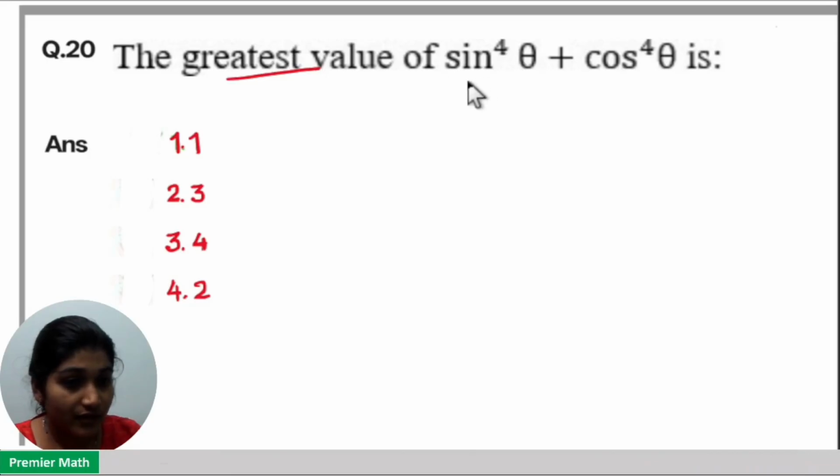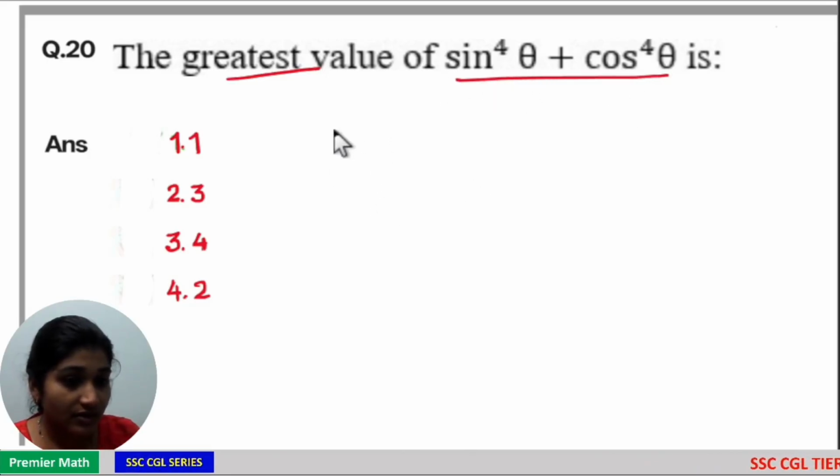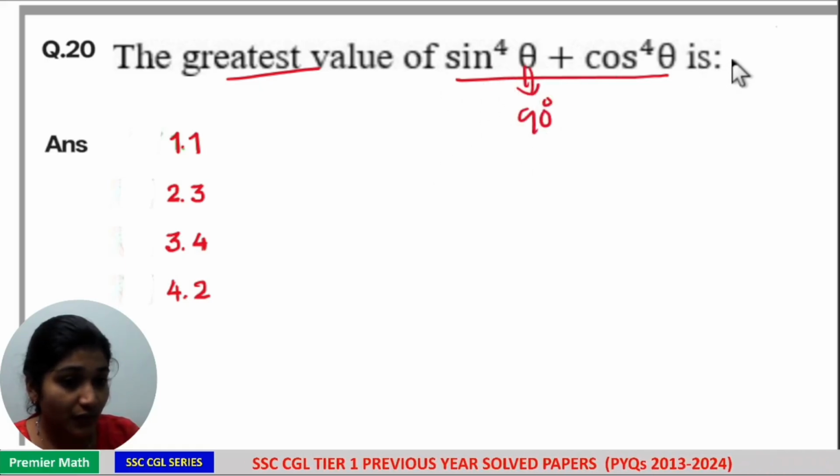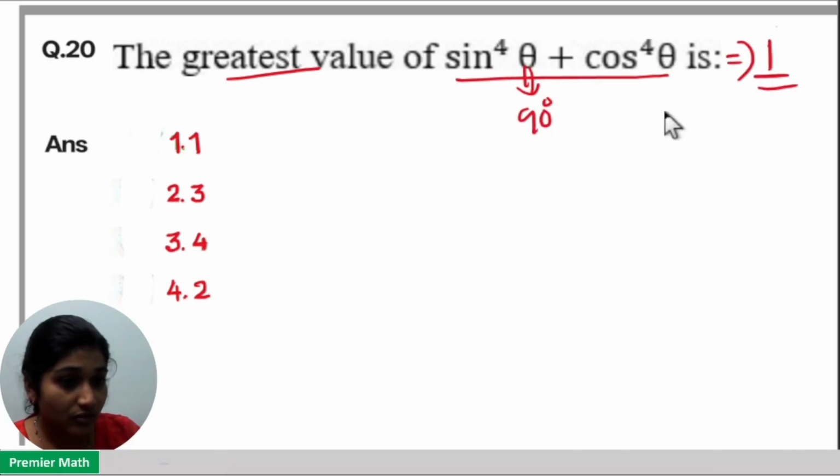Greatest value of sine raised to 4 theta plus cos raised to 4 theta is. Sine theta is greatest when the angle is 90 degrees. So sine 90 is 1, which means sine raised to 4 is 1, and cos 90 is equal to 0. So option 1 is your answer.